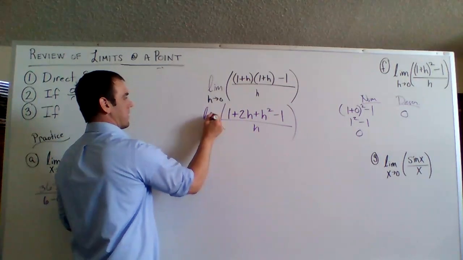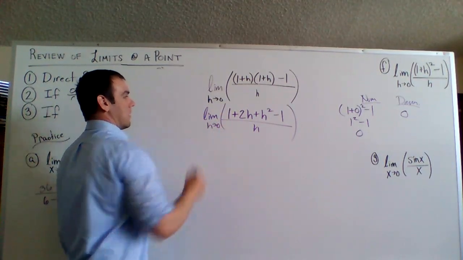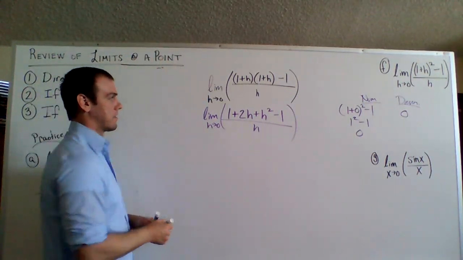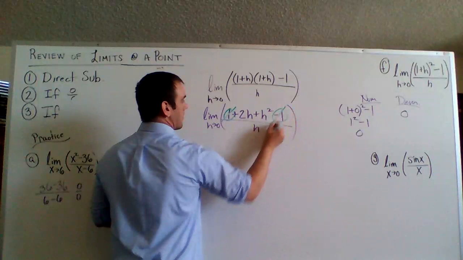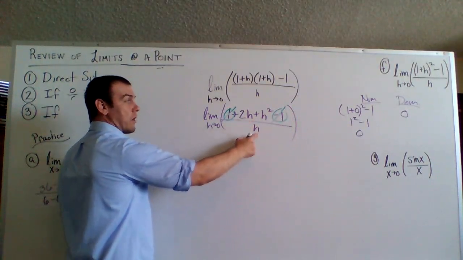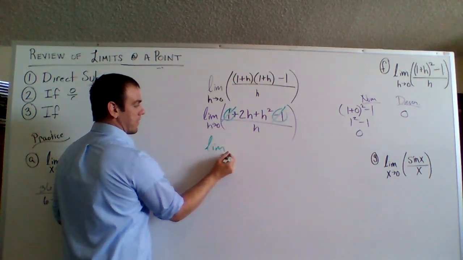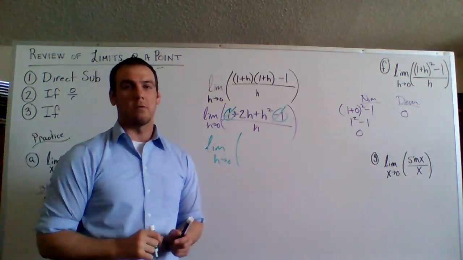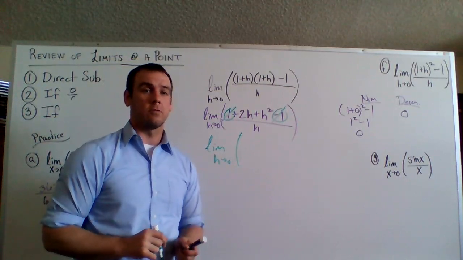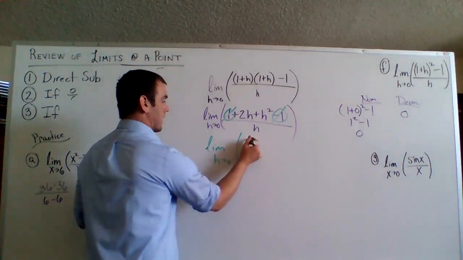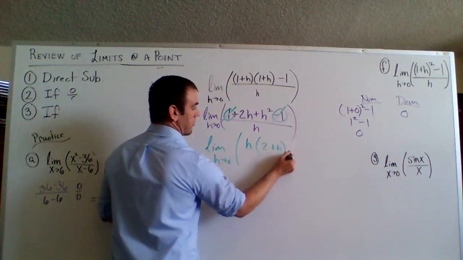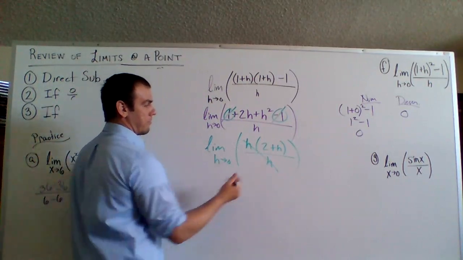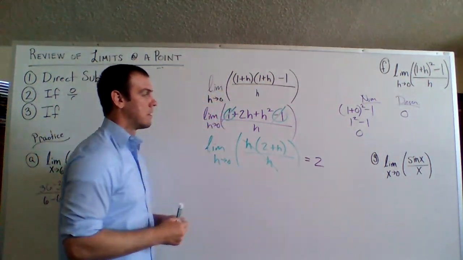You have to write the limit every single time, all right, until you do your direct sub. All right, so then next, my 1's cancel. All right, hopefully you don't cancel those h's. What you should do first, okay, is factor out an h on top. Okay, so when we factor out h on top, then all of our h's will cancel with each other. So we've got h times 2 plus h all over h. Those guys go away. We can do our direct sub. This is now going to equal 2.